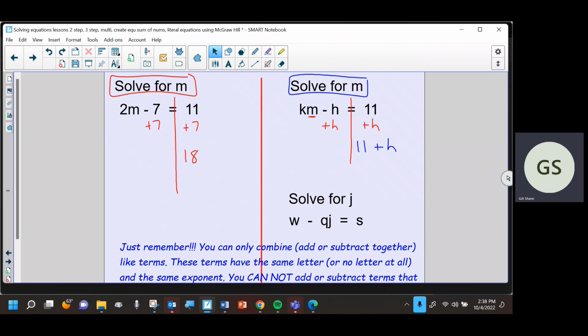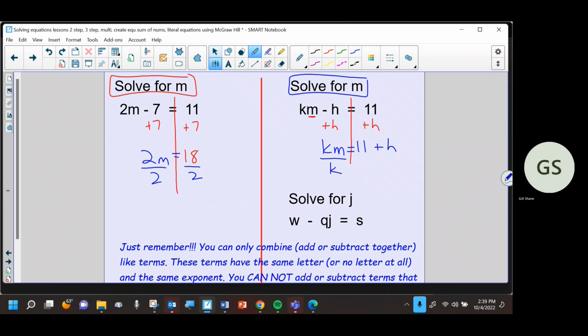So now I still bring down this k times m. I didn't do anything with that, so I'm still bringing that down. So the left side, I have k times m. The right side, I have 11 plus h. Just like bringing the 2 times m down over here, and dividing on the left, I'm going to do the same thing. If I want to get rid of k times m, the opposite is to divide by k. That'll give me just m all by itself.